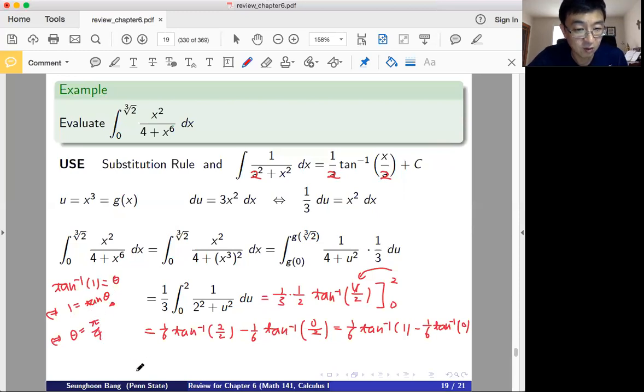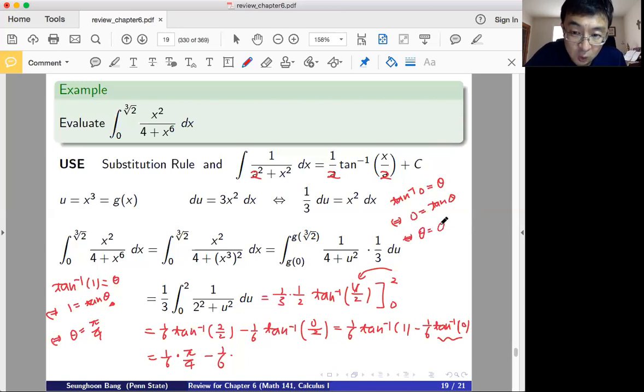So this is the same as 1 over 6 times pi over 4 minus 1 over 6 times, what is inverse tangent of 0? Same thing. The inverse tangent of 0 is angle theta. You can use the definition of inverse tangent: 0 equals tangent theta. Tangent theta equals 0, so angle theta is 0 radians. So the answer is pi over 6 times 4, which is 24. This is the whole idea for solving this problem.